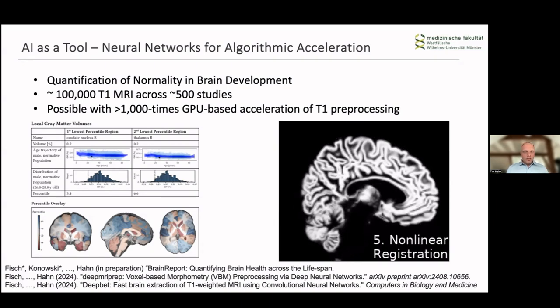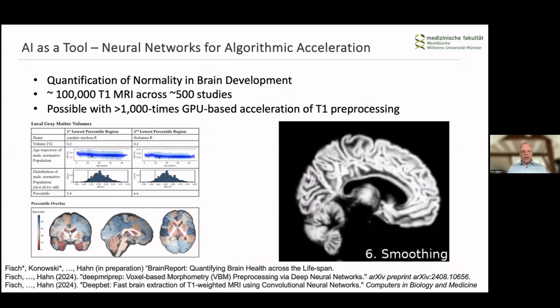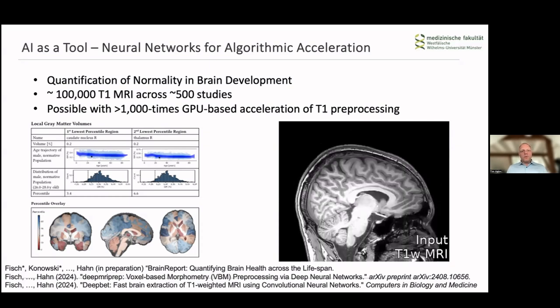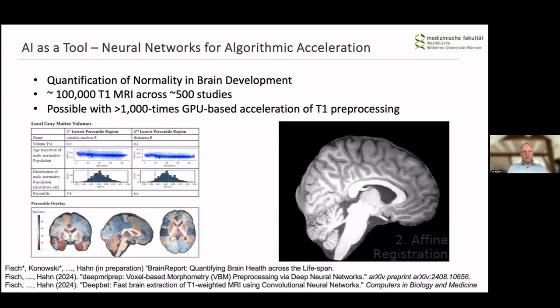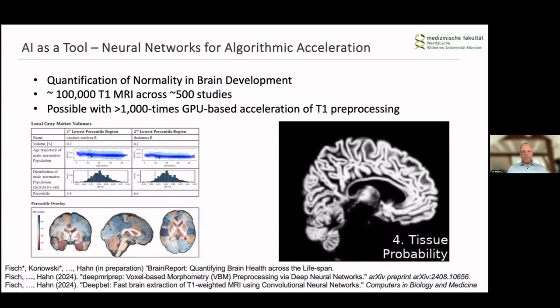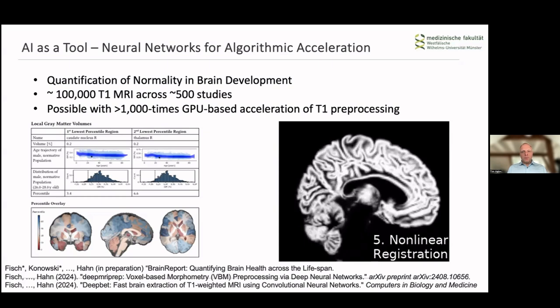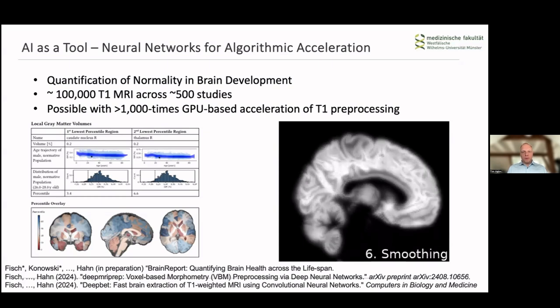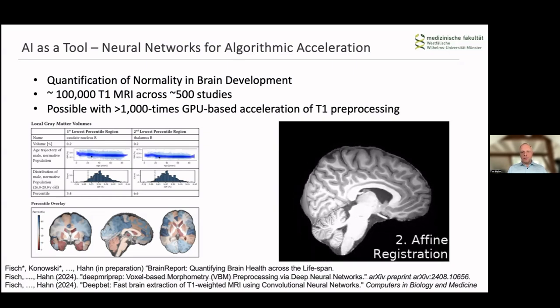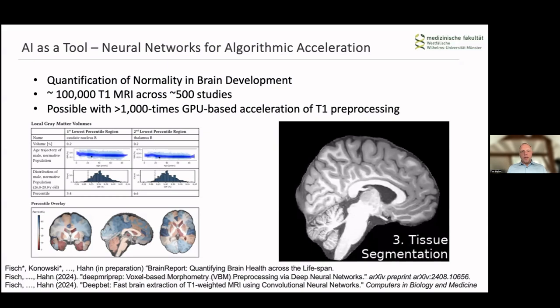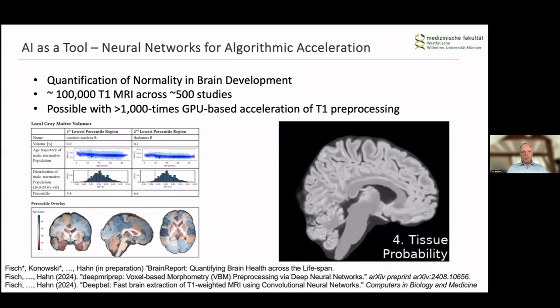So what we did, and you can see that on the right, is we trained a neural network to replicate the output that would have come out if we had simply run the standard pre-processing pipeline. And the way that we did this is we actually did run the pre-processing pipeline for 100,000 images on our cluster in Münster. It took 3.5 months on that supercluster. And then we trained a neural network to do the same thing.